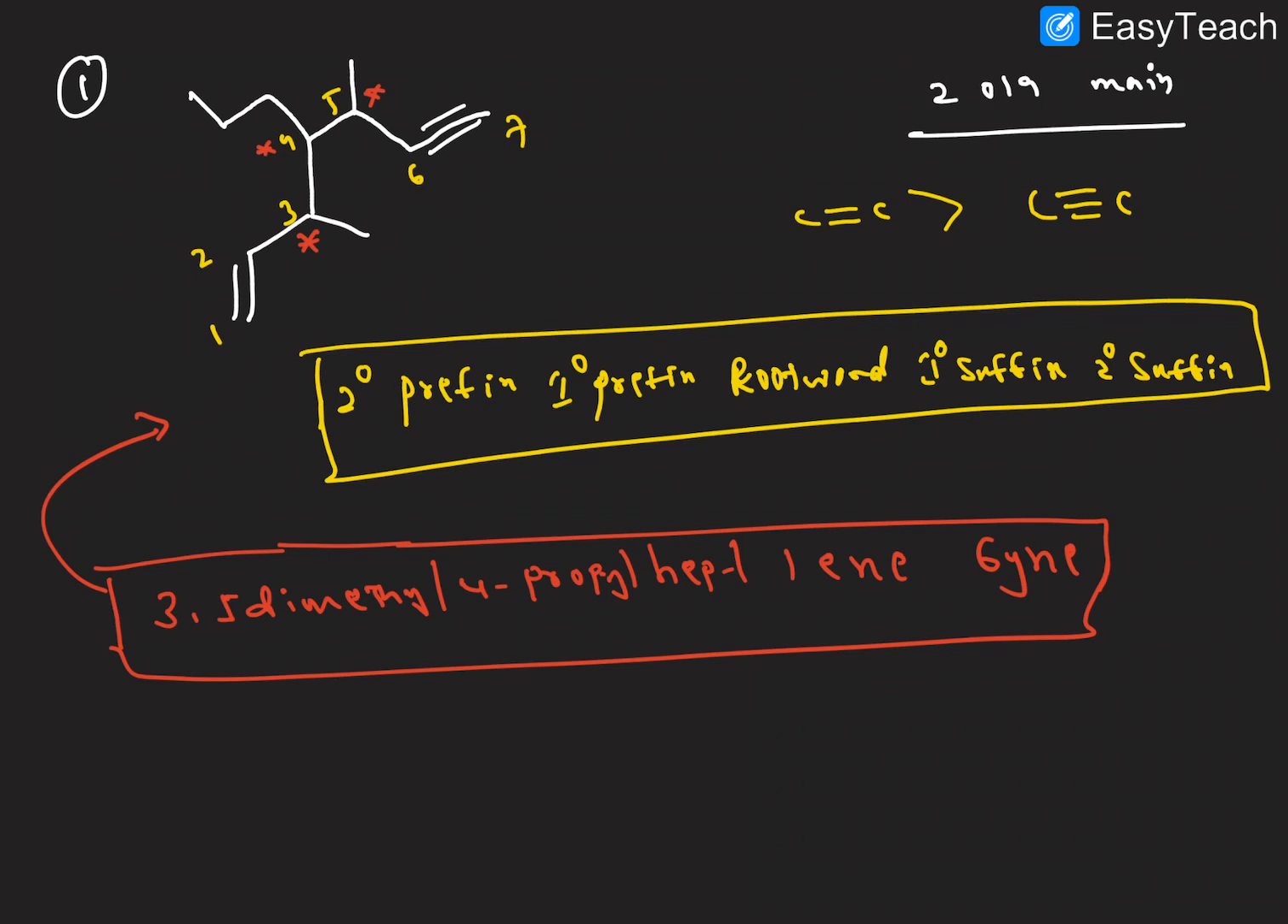Here we are discussing one point in the secondary prefix. Whenever ene is in the last, the final e we want to strike out when the suffix starts with a vowel. So what is the correct name here? 2,3-dimethyl-4-propylhept-1-en-6-yne. The e of ene is replaced, since the sixth place has yne. This is the IUPAC name of this compound.